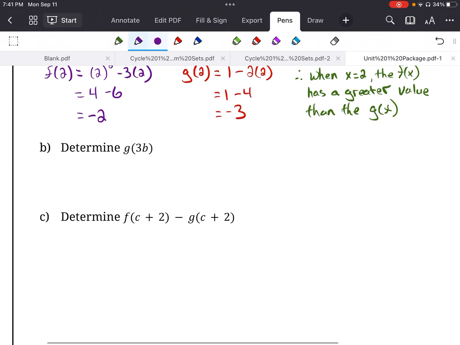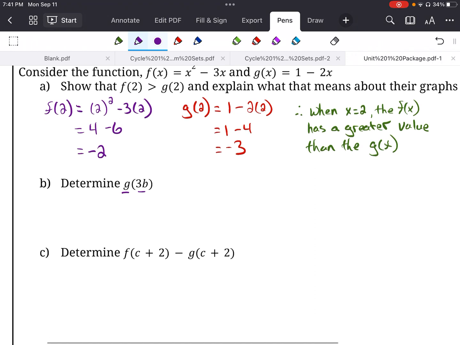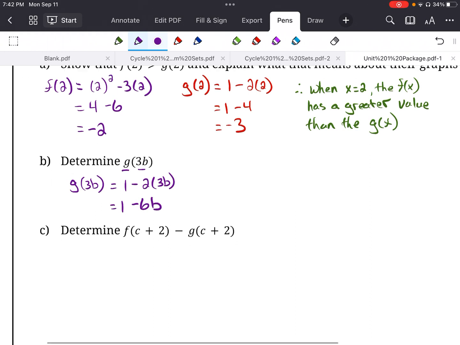Good. Determine g of 3b. So this tells you which function to use, and this tells you what you're plugging into your x. So we have g, we're replacing the x with 3b, and it's 1 minus 2 times 3b. So we just simply get 1 minus 6b. And that's as far as we can go. Those are not like terms, you cannot collect them.